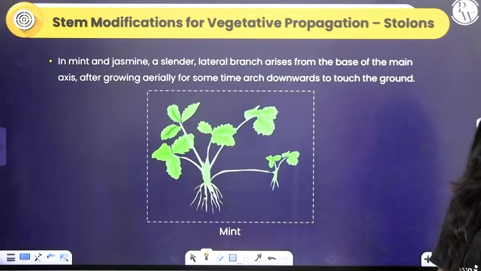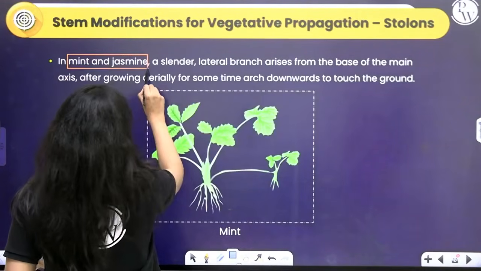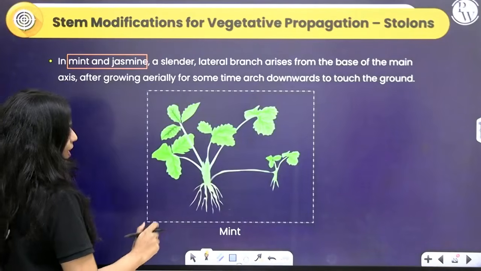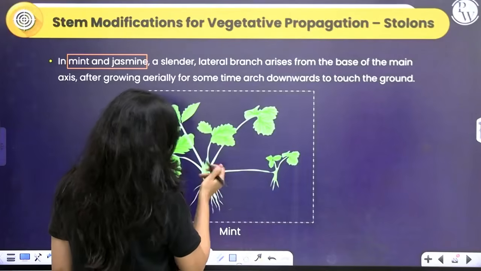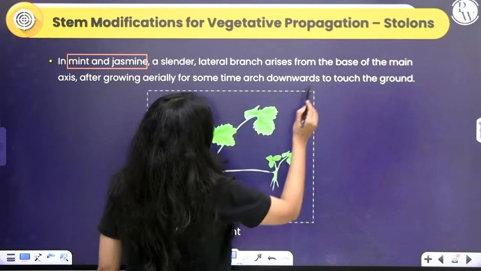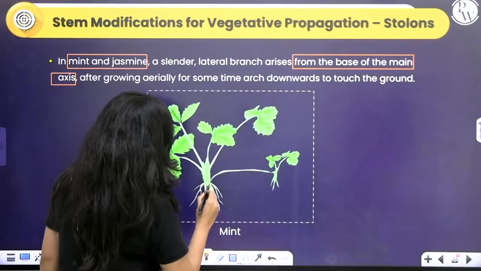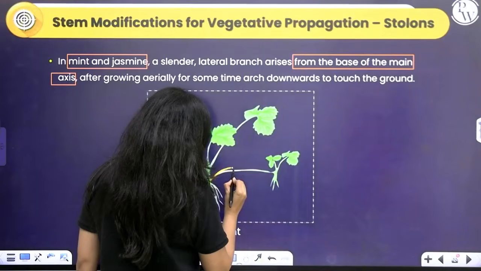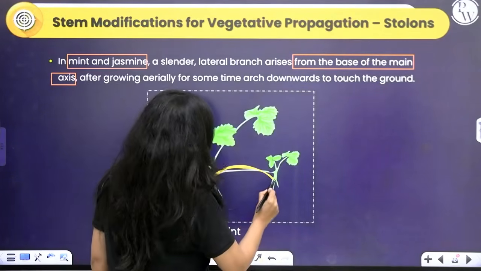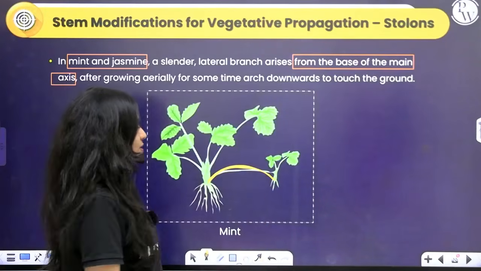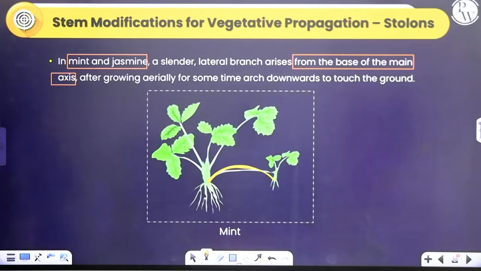Similar, you have stolon, very similar, not much difference. This can be seen in the case of mint and jasmine. Mint is pudina. Okay, so here what happens is a small branch will arise from the part of the stem very close to the soil, basically from the base of the stem, you can say. So what happens here is, for a while it will grow upright like this. Eventually it will arch down and form this arch like structure. Okay, this is called stolon, and again it touches the ground. Wherever it touches the ground, again roots and shoot system, stem and leaves will form. This is called a stolon.